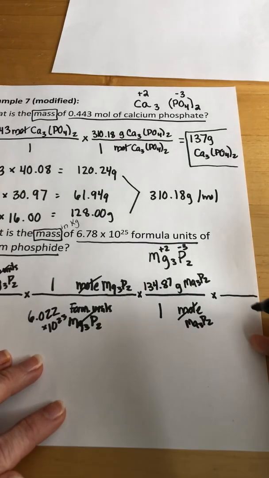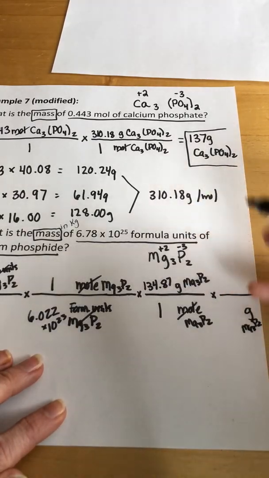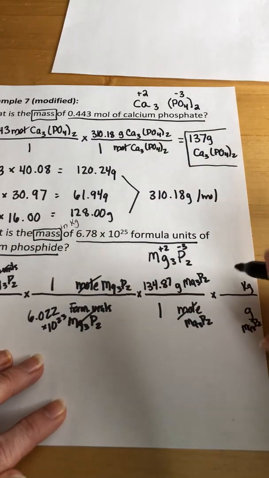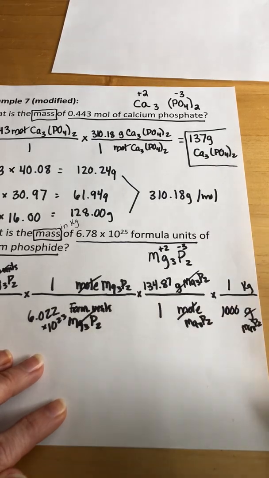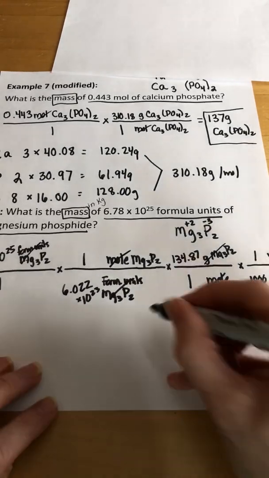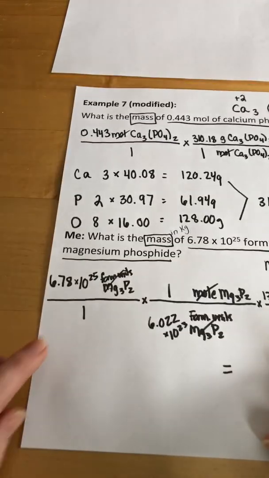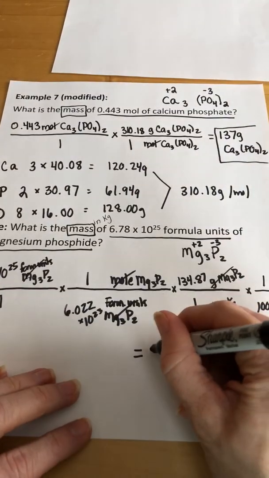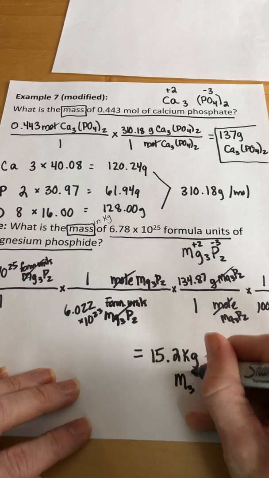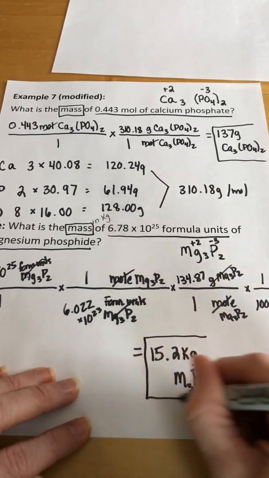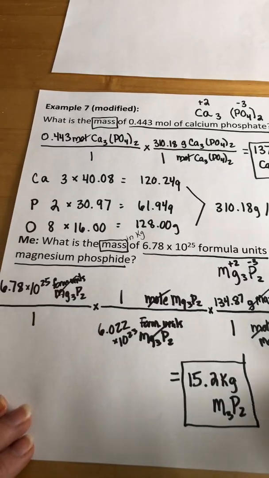Grams is on top. I'm going to put grams on the bottom, and I'm converting to kilograms. And we should recall that there's 1,000 grams in 1 kilogram. So this problem will culminate if I multiply across the top, divide by the bottom, round my final answer to 3 sig figs. We're going to have 15.2 kilograms of Mg3P2. So hopefully this example of showing you a two-step problem will help you moving forward with these.